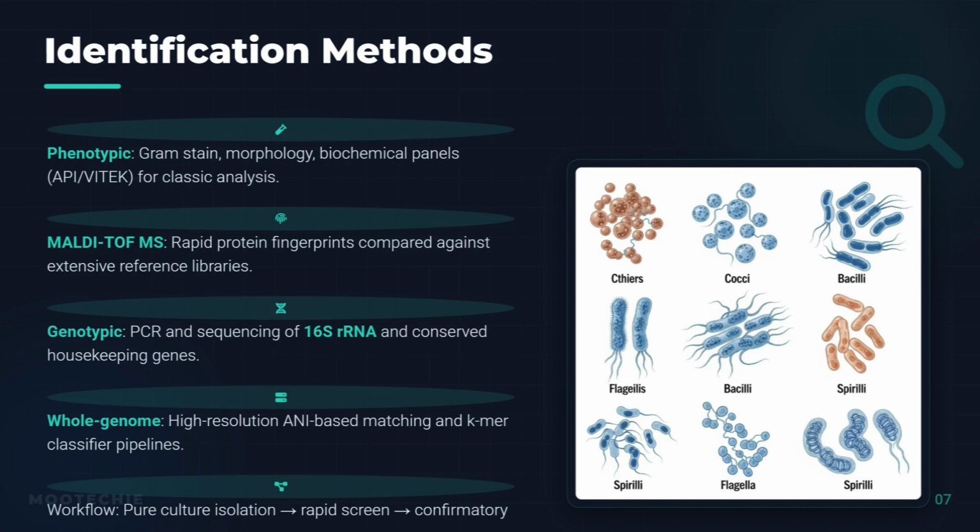The workflow typically goes pure culture isolation, then a rapid screen like MALDI-TOF, followed by confirmatory genetic testing. We isolate the bacterium, get a quick idea of what it might be, and then use genetic tools to confirm its identity with certainty. The diagram shows common bacterial shapes like cocci, bacilli, and spirilla with and without flagella, reminding us that morphology is often the first clue in identification.